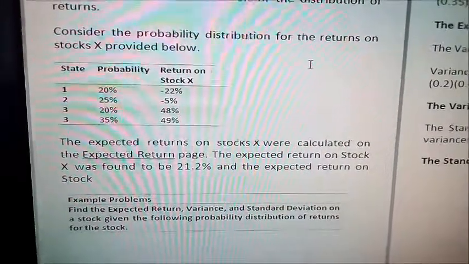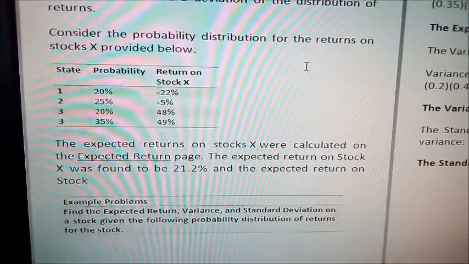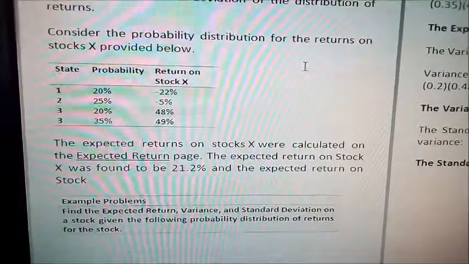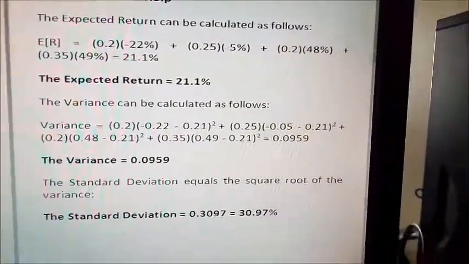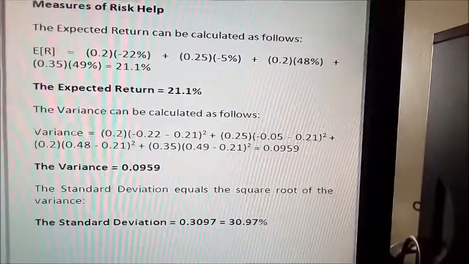Example problem. Find the expected return, variance, and standard deviation on the stock given the following probability distribution of the return for the stock, as a measure of risk. The expected return can be calculated as follows.